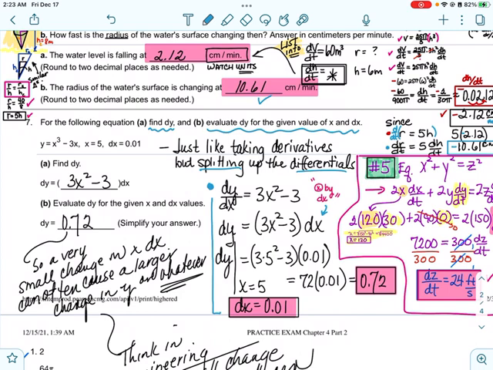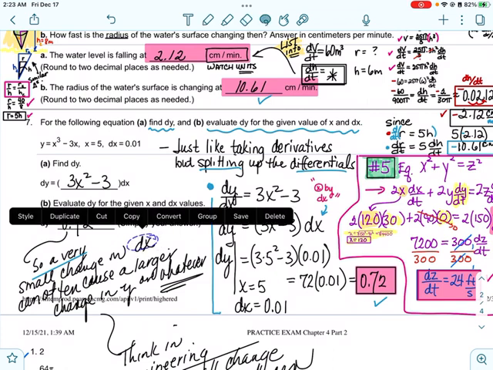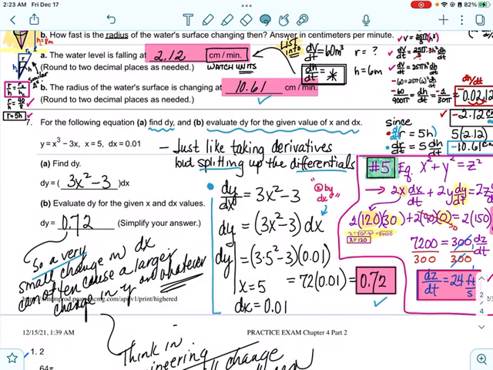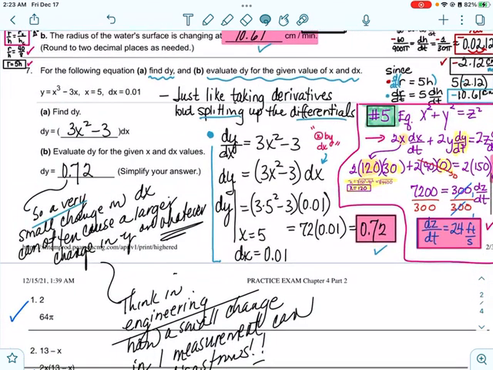And let me erase this here. x is equal to 5 and dx is equal to 0.01. We plug in, and it turns out that we get 0.72. Okay? So what this is really about is that a very, very small change in delta x can often cause a larger change in y, okay? Then that would be dy, or whatever quantities that you're talking about.